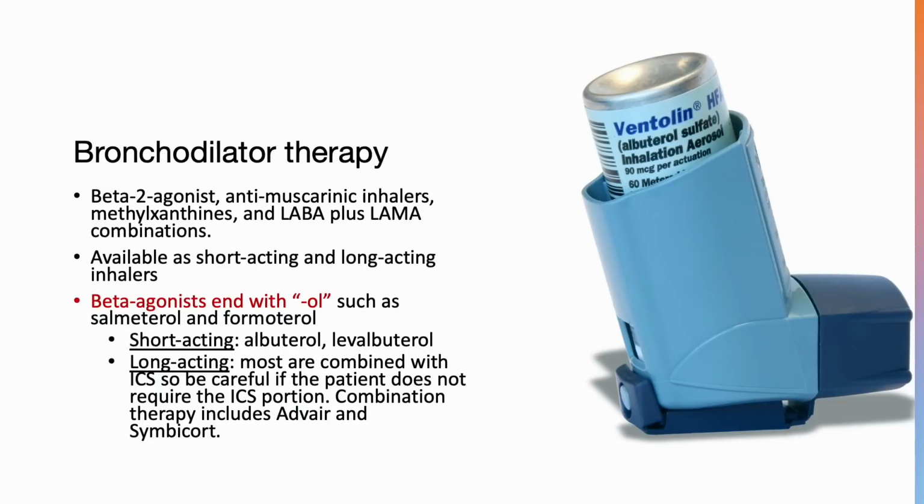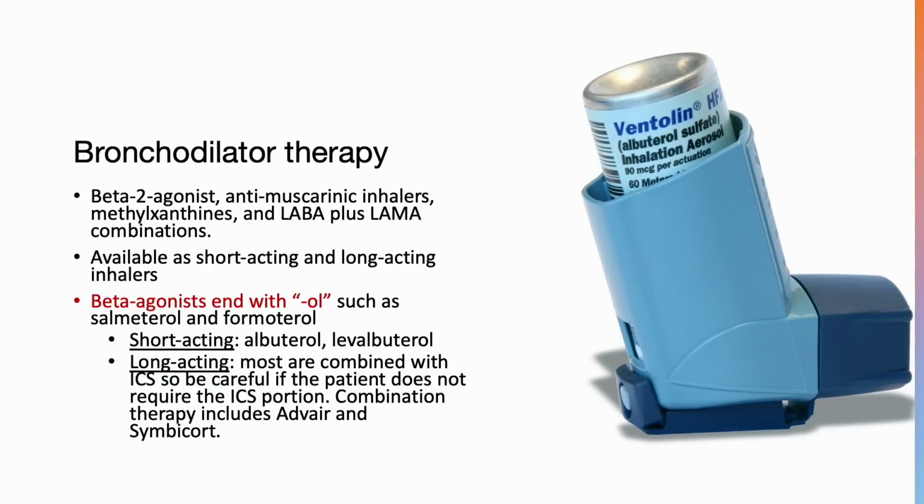What are the bronchodilator therapies that are given in patients with COPD? They are beta-2 agonists, anti-muscarinic inhalers, methylxanthines, and LABA plus LAMA combinations. These inhalers are available as short-acting and long-acting inhalers. Beta agonists end with OL, such as salmeterol and formoterol. Short-acting beta agonists include albuterol and levalbuterol.